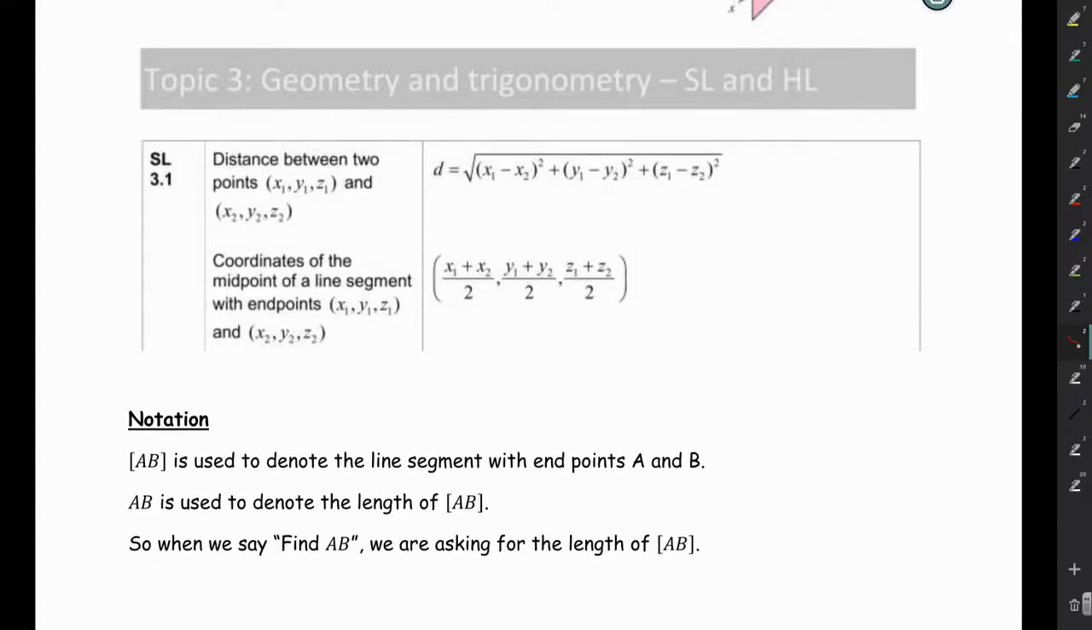As a reminder, some geometry notation. [AB] is used to denote the line segment with endpoints A and B, and that's how the IB will denote it if you're talking about a line segment. You may also see it with just a line over it. AB without anything over it is going to be used to denote the length of AB. So when we say find AB, we're asking for the length of AB, so you know you're going to be using the distance formula.